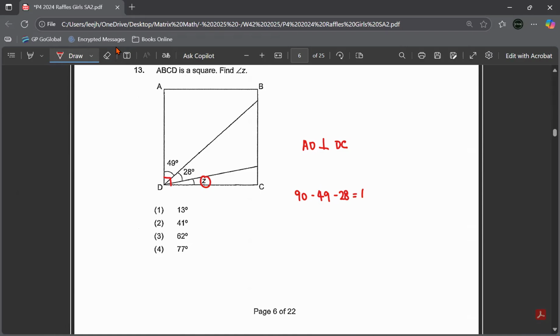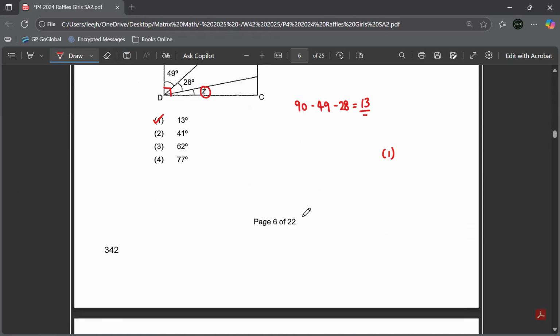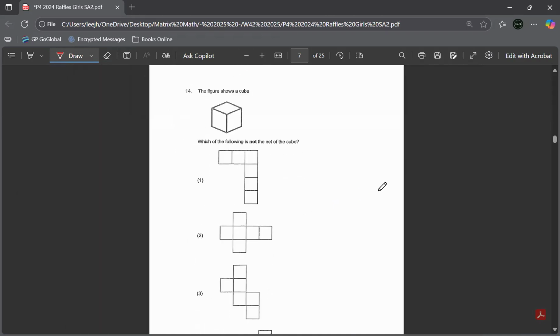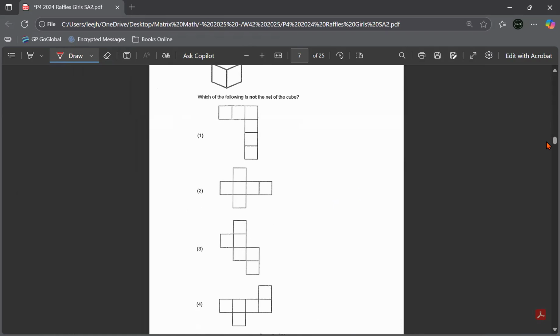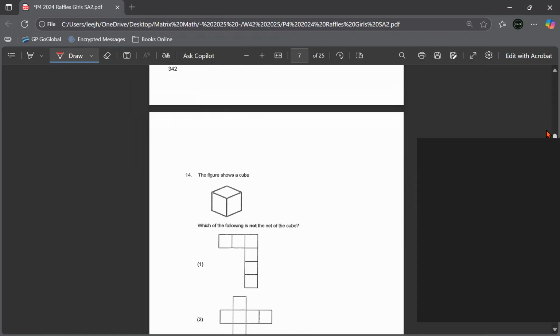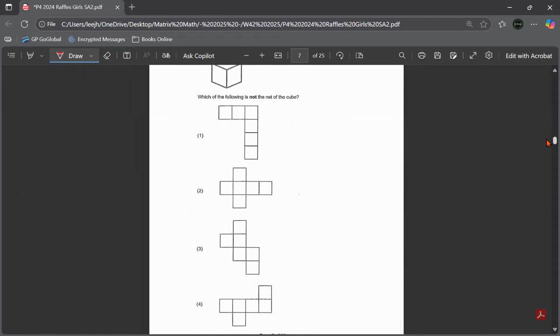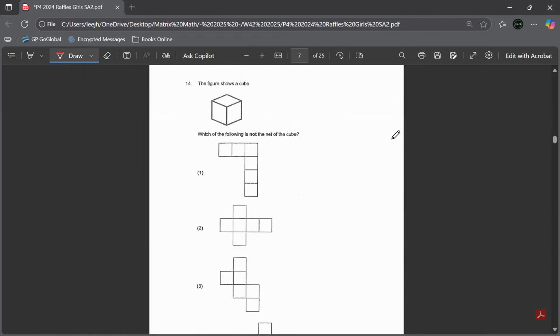Answer 13 degrees. Number 1. Okay. Question number 14. This one I need to zoom out. The figure below shows a cube. Which of the following is not the net of a cube?